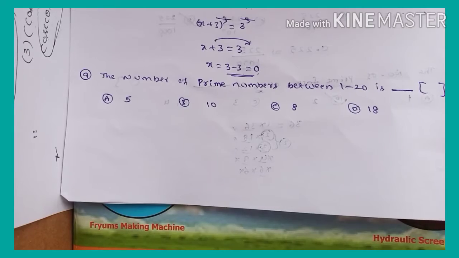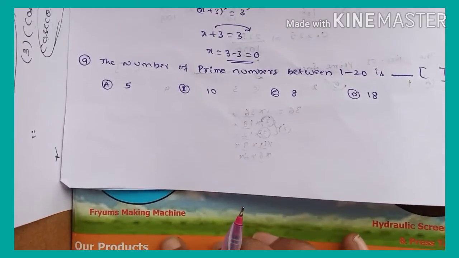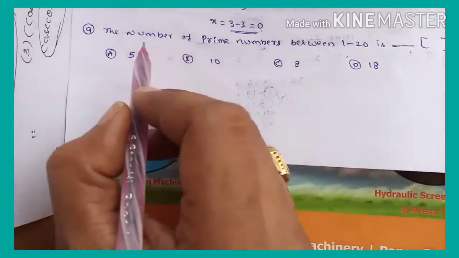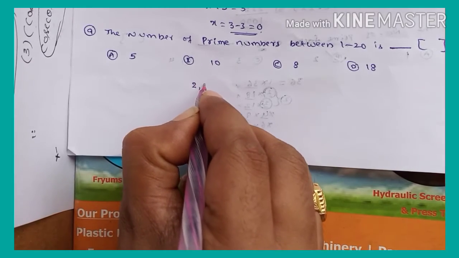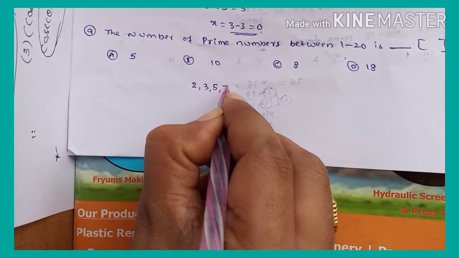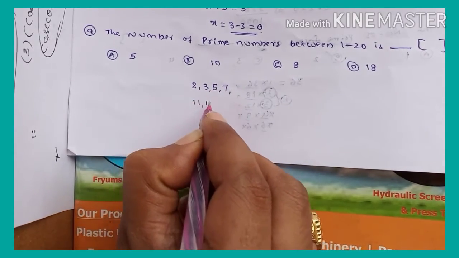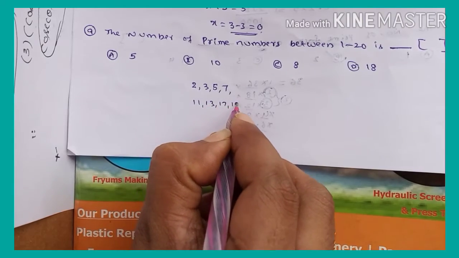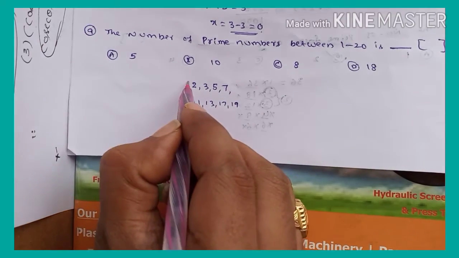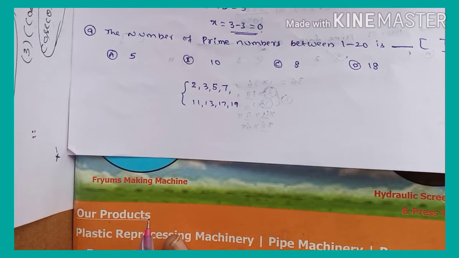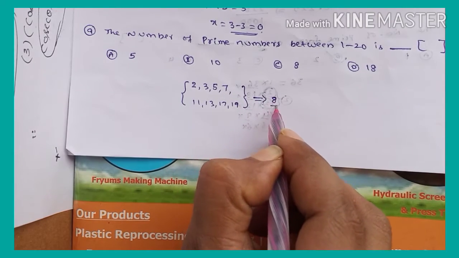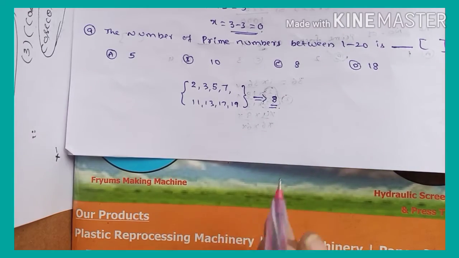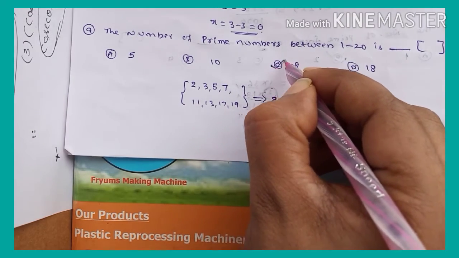Next bit. Now the next bit: the number of prime numbers between 1 to 20. 2 is a prime, 3, 5, 7. Next 11, 13, 17, 19. These are the prime numbers between 1 to 20. How many numbers are there? 8 numbers are there. Okay? So option C is correct.